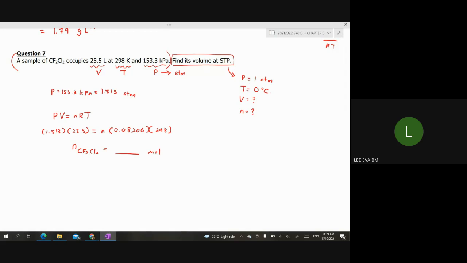I'll give a bit of time. After question 8 we will have a break. So we finish until question 8, have a 5 minute break, and after that we will come back to another subtopic.